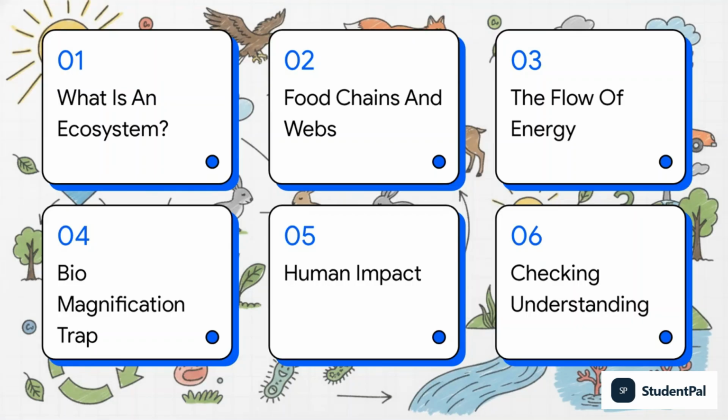Okay, we have got a lot of ground to cover today to hit that mastery level. So here's our roadmap for this explainer. First, what is an ecosystem? Second, food chains and webs. Third, the flow of energy. Fourth, the biological magnification trap. Fifth, human impact, specifically ozone and garbage. And finally, number 6, checking your understanding.